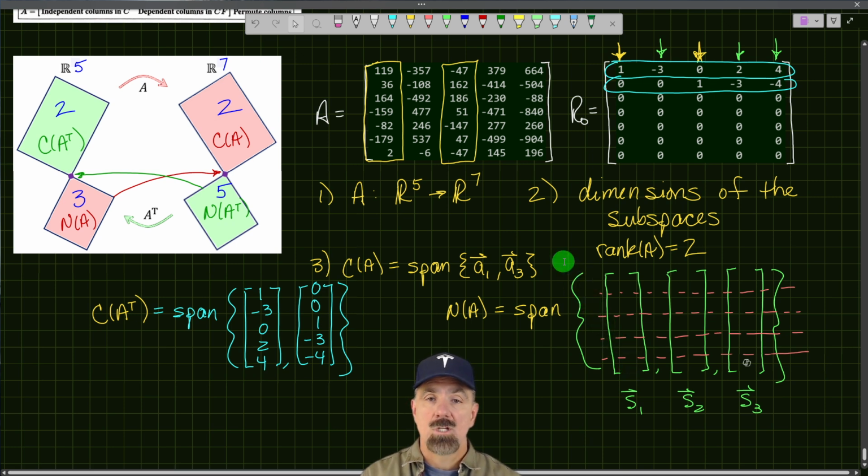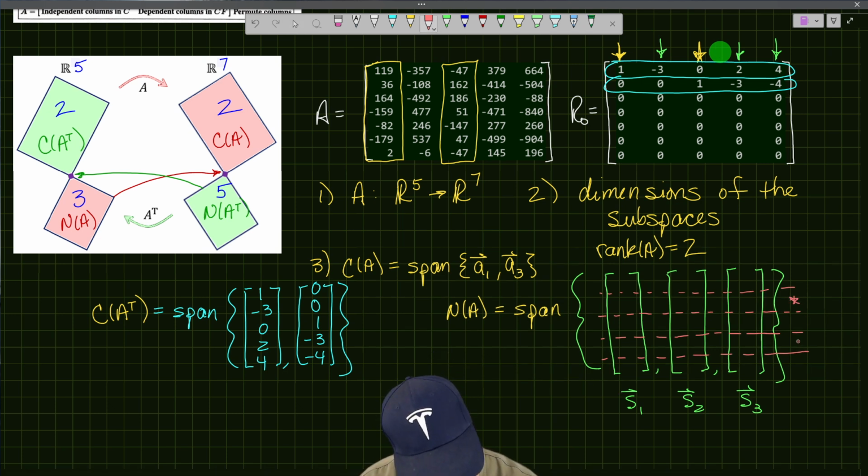What we want to now do is mark which of these components, which of these variables, if you will, are the free variables. So remember, we have multiplication by x over here. And when we multiply, the x2, x4, and x5 are the free variables, and that's what we want to highlight. The second entry and the fourth entry and the fifth entry are the free variable entries.